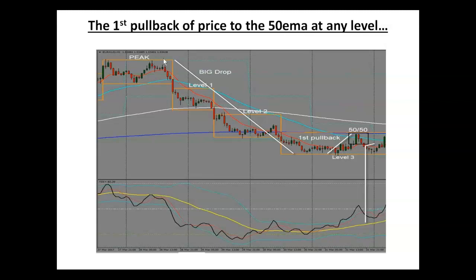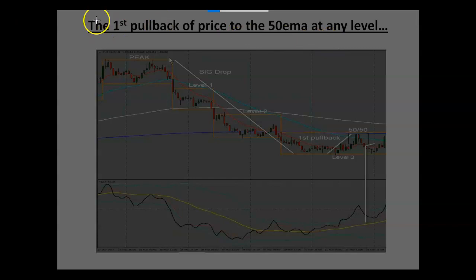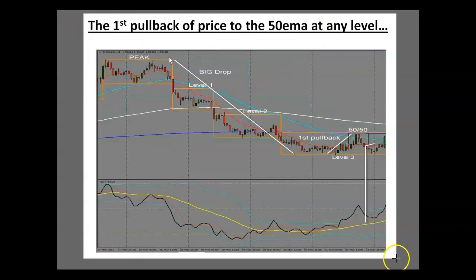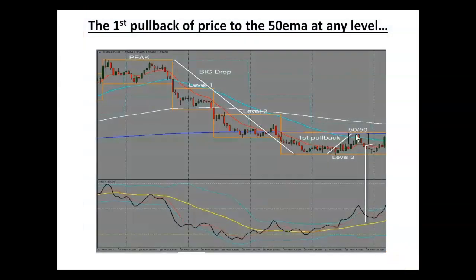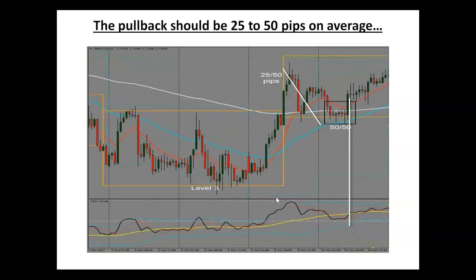As you notice, there's a big drop. Boom. They pull back in level 3. It never touched the water until level 3. That's the first pullback. 50-50 short. Remember, the pullback is going to be 25 to 50 pips.